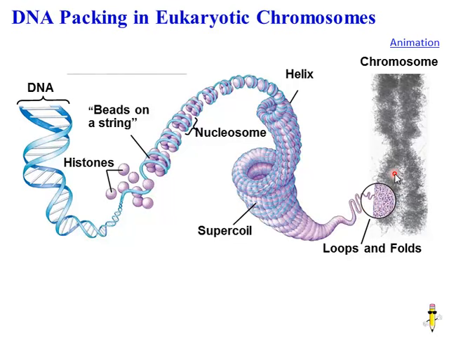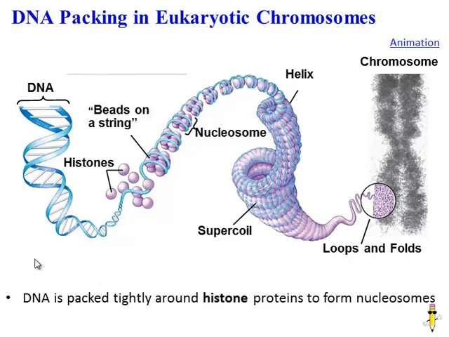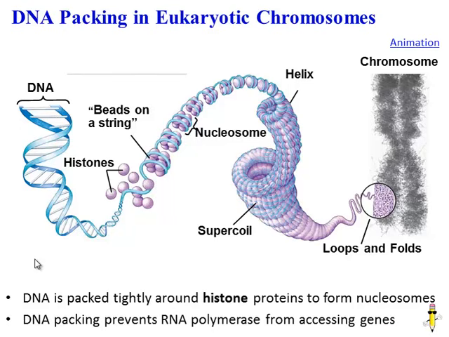So a simple picture of a chromosome may lead you to think that the structure is pretty simple, but there's multiple levels of DNA packing. And this is important to transcription because in order for RNA polymerase to transcribe DNA, the DNA has got to be unpacked. If the DNA is packed up like this, RNA polymerase can't access the gene and it can't transcribe the DNA into mRNA.